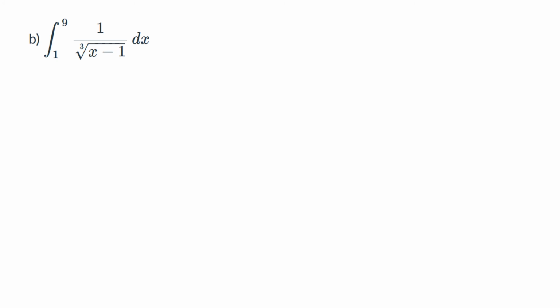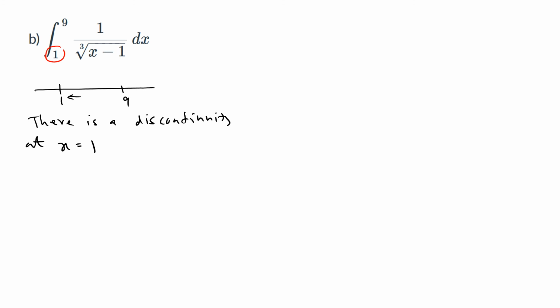When you look at the problem, you can see there is a discontinuity at the bottom endpoint. That means you cannot just evaluate this one. What you need to do is consider the limit. There's a discontinuity at x equals 1. What we normally do is, you can see it's going from 1 plus, because it's coming from the positive values. So it is a 1 plus problem. That means we're going to replace this problem like this.